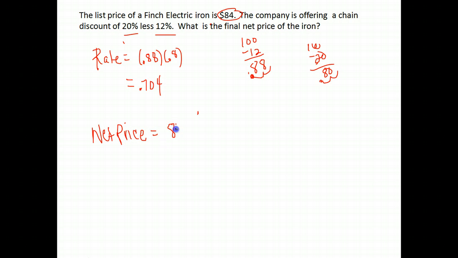Okay, now let's find our net price. The price originally was $84. We multiply that by the net price rate of 0.704. And we get $59.14 would be the final net price of that iron.